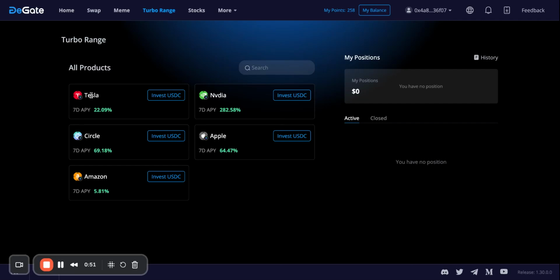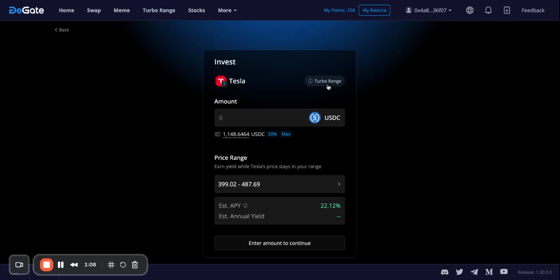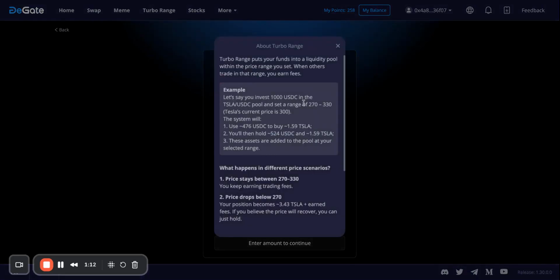When the price moves within a certain range, this feature allows you to collect fees for all the different swaps, or many of the different swaps, happening within that range. Let's take a look, for example, at Tesla, one of the favorites. If you click on Tesla, you can see a detailed explanation of what turbo range is.